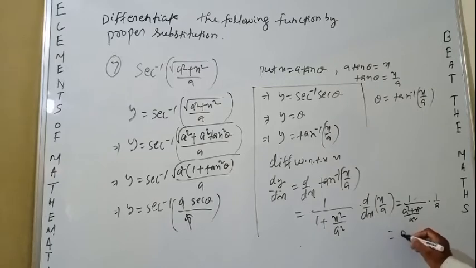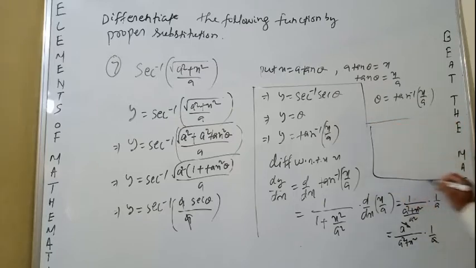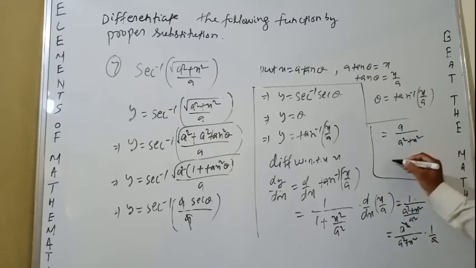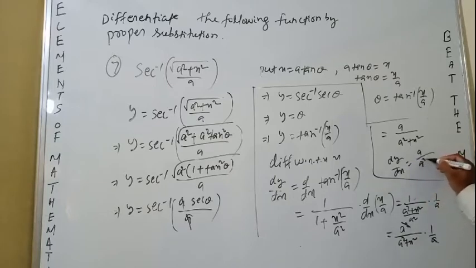Is equal to a square by a square plus x square into 1 by a, will cancel out. Okay, is equal to, you write down here, a by a square plus x square. dy by dx is equal to a by a square plus x square. Pause the video, note it down.